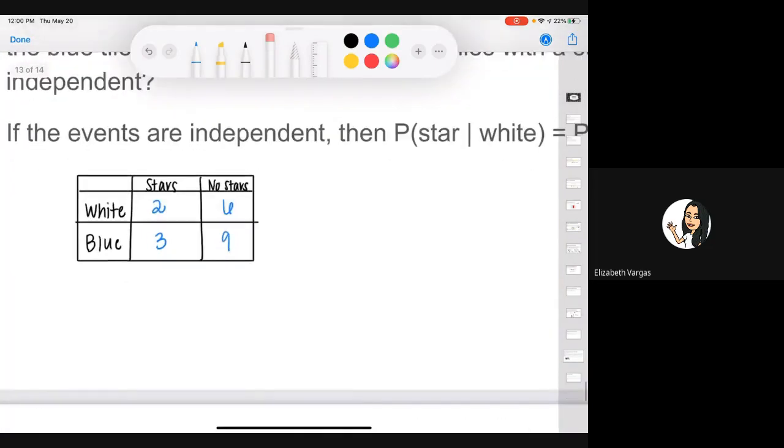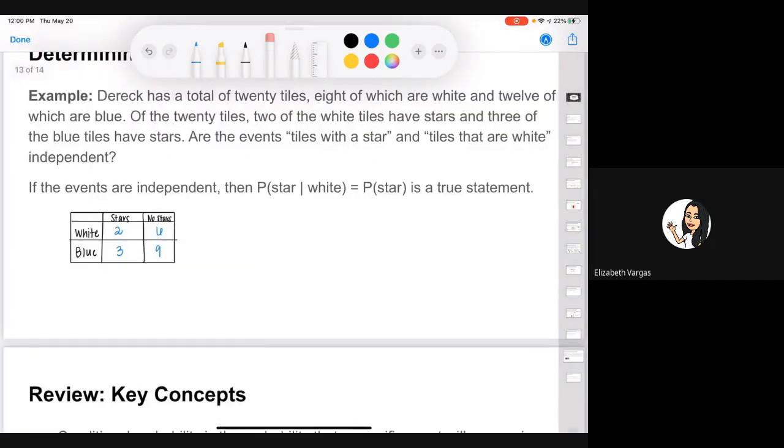Of the white tiles, how many have stars? How many have no stars? Of the blue tiles, how many have stars? How many have no stars?